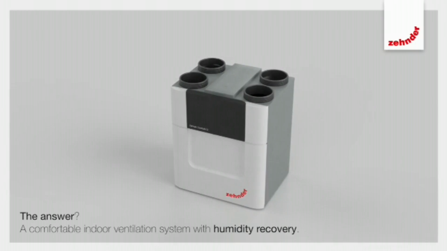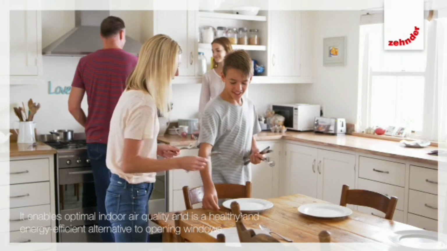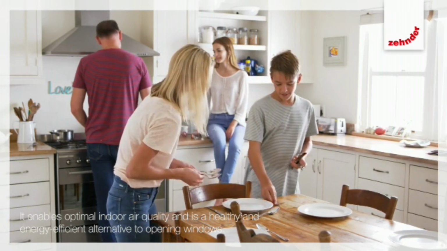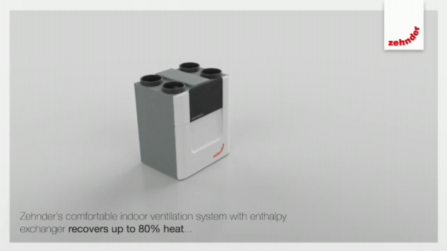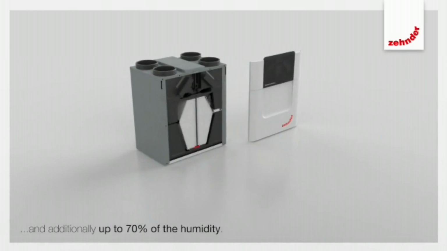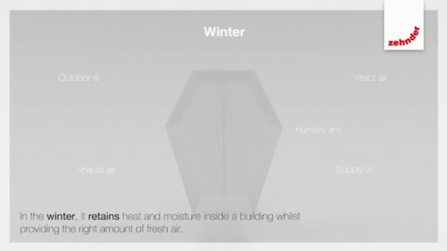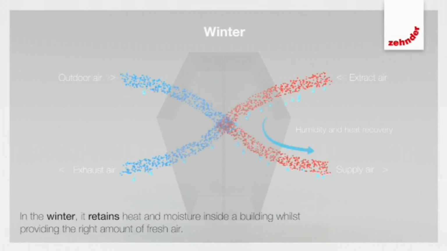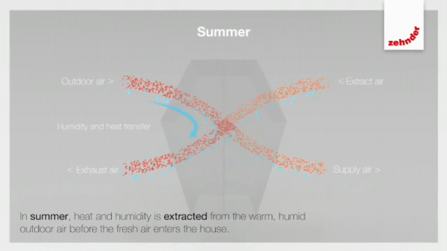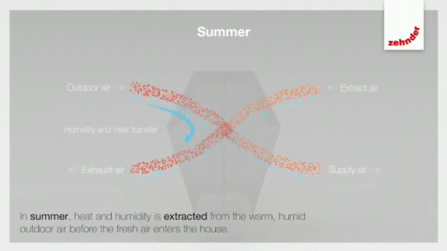The answer? A comfortable indoor ventilation system with humidity recovery. It enables optimal indoor air quality and is a healthy and energy-efficient alternative to opening windows. Zehnder's comfortable indoor ventilation system with Enthalpy exchanger recovers up to 80% heat and additionally up to 70% of the humidity. So, in the winter, it retains heat and moisture inside a building whilst providing the right amount of fresh air. In summer, on the other hand, heat and humidity is extracted from the warm, humid outdoor air before the fresh air enters the house.